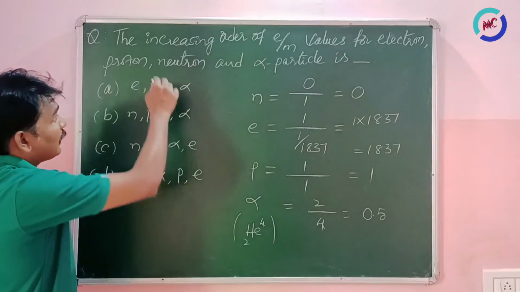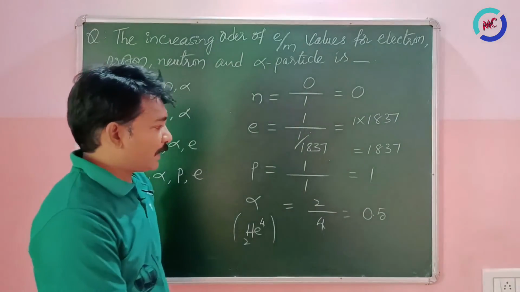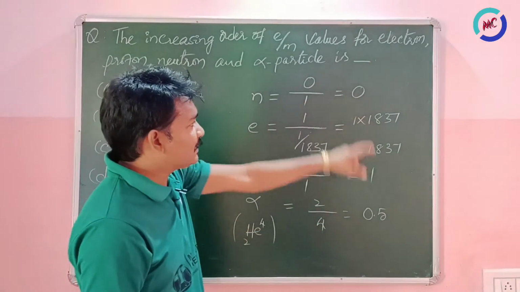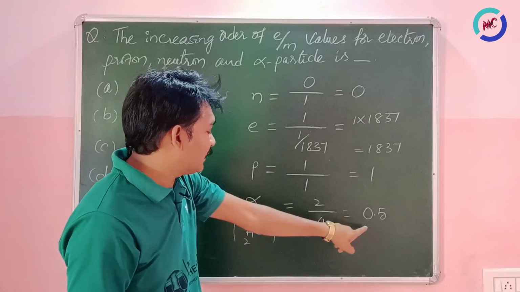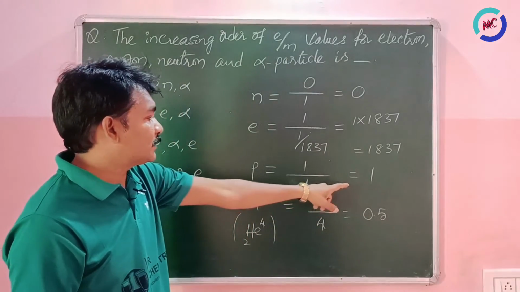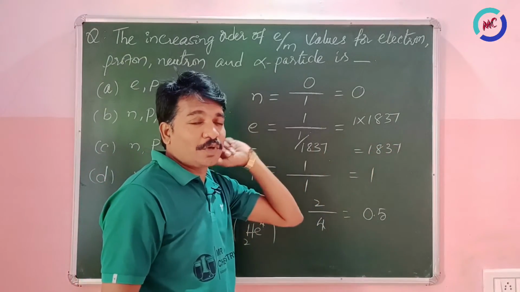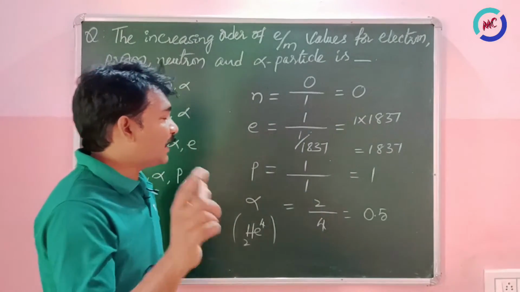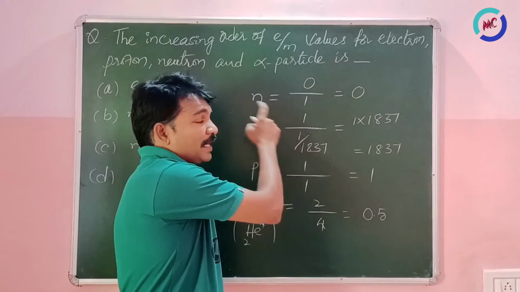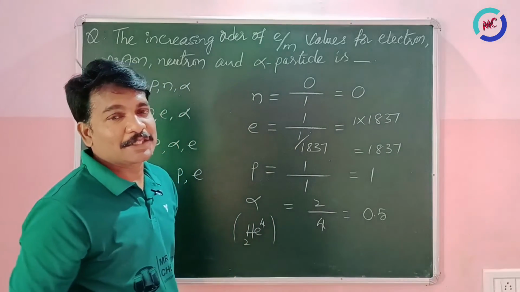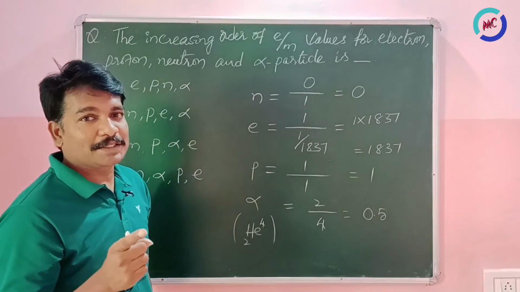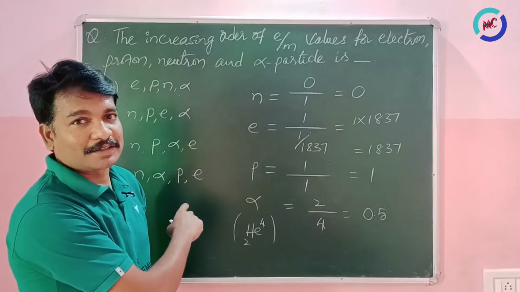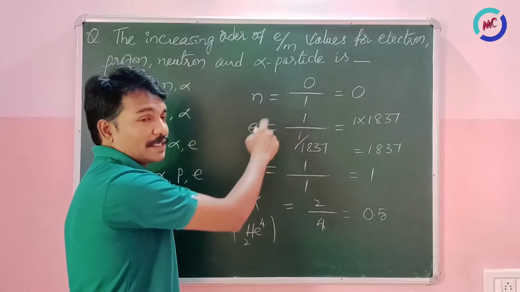And in the given question they are asking for increasing order of E by M values. Increasing order in the sense least value to highest value. Which one is the least here? The least one is neutron and then it is the alpha particle. Next proton, and which has more E by M value? Electron has more E by M value. And you may have a doubt, sir, here we have to write minus 1. No need to write minus 1. I already told you that the minus symbol represents that it is the charge of the electron. That's why here no need to mention minus.